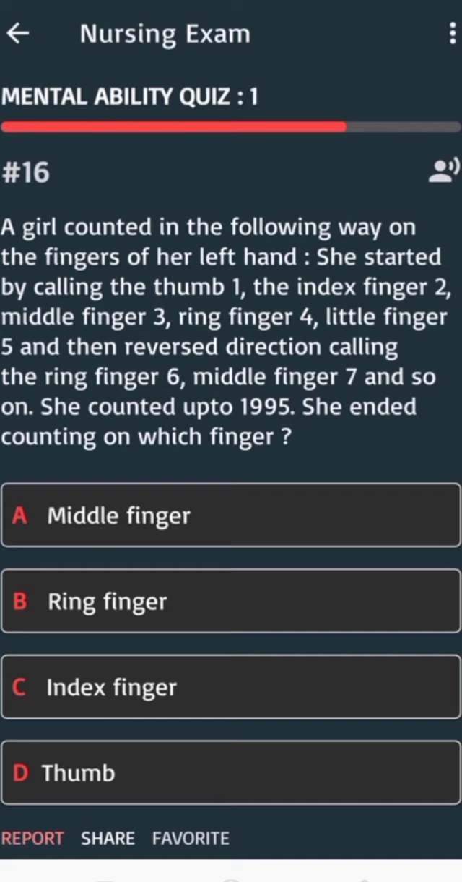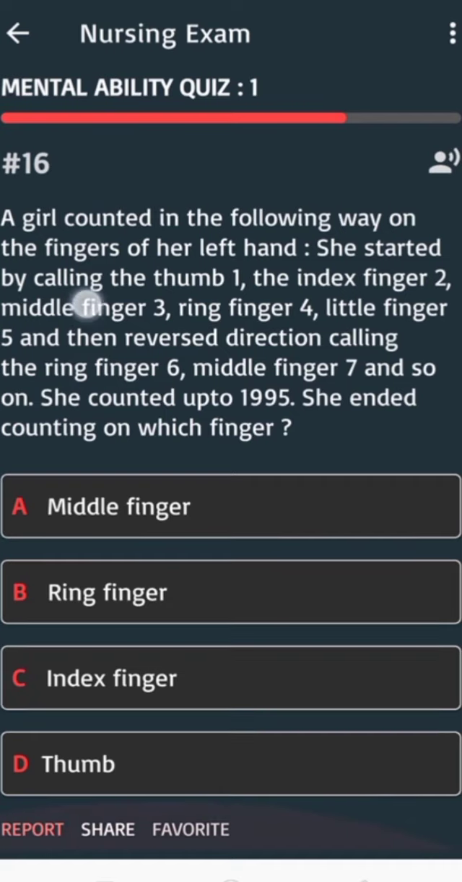A girl counted in the following way on the fingers of her left hand. She started by calling the thumb 1, the index finger 2, middle finger 3, ring finger 4, little finger 5, and then reversed direction calling the ring finger 6, middle finger 7 and so on. She counted up to 1995. She ended counting on which finger? A. Middle finger, B. Ring finger, C. Index finger, D. Thumb.